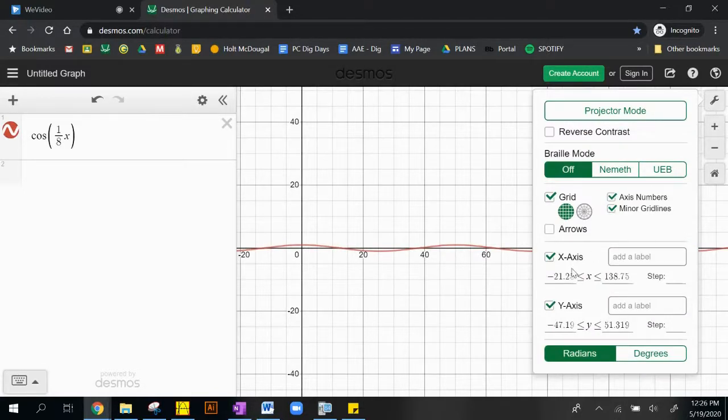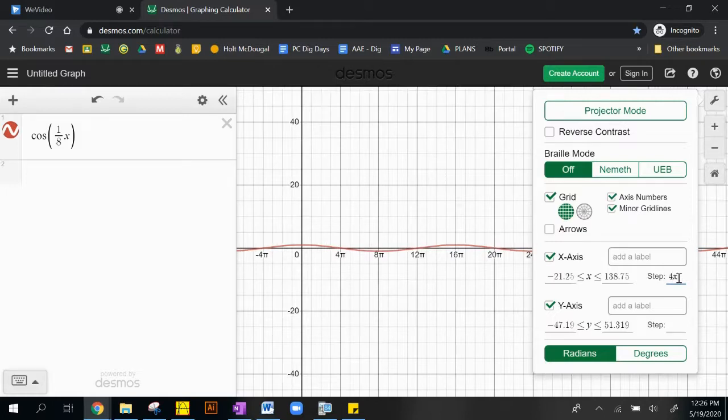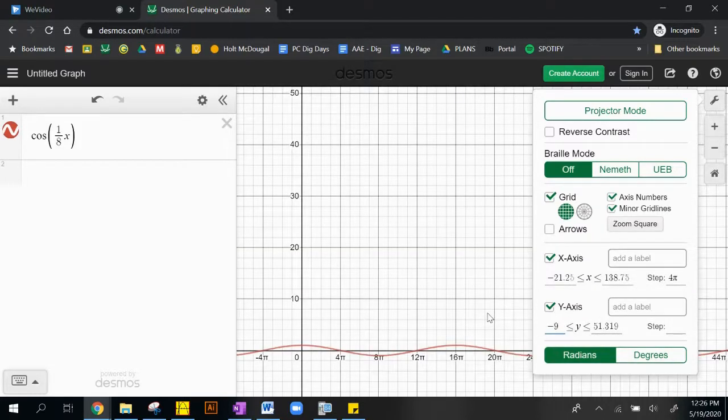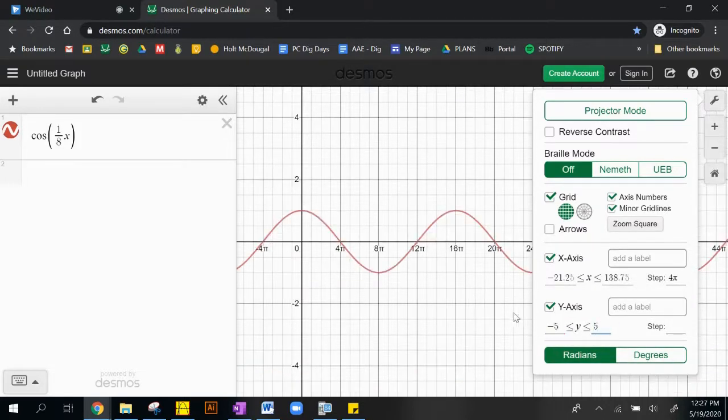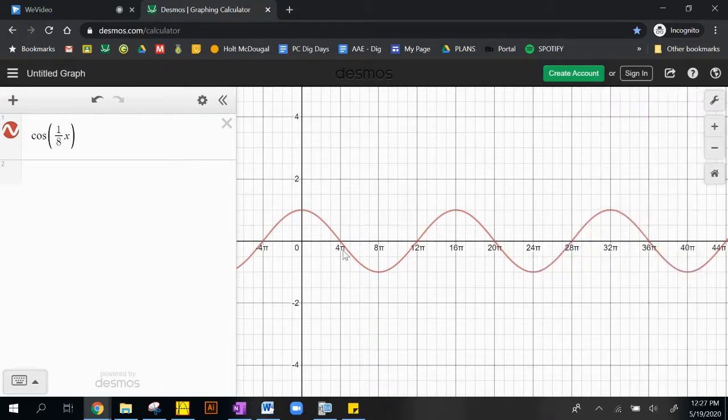So x-axis, really helpful here. If instead of telling me just these decimals, it actually told me pi. So I'm going to make the step, let's make the step 4 pi. We saw that on our graph. That was helpful. Now the y-axis, I don't need these 40 to 50s. Let's go from -5 to 5. And there we go. So we can see one full period goes to 16 pi. And if you scroll along there, it'll give you these key points for you.